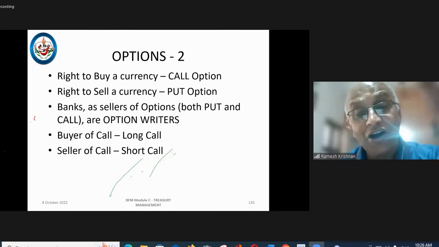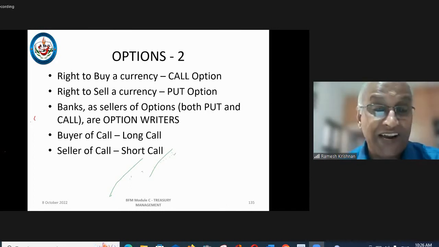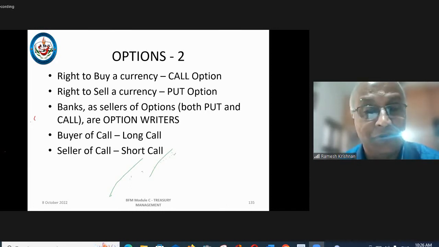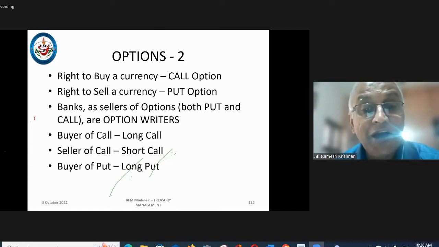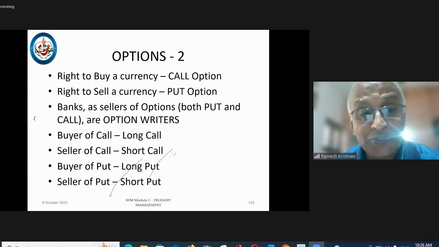Or if only long call is given, you should assume or understand that the other side party is short call. And similarly, the buyer of a put option is a long put and the seller of the put option is a short. Now, why I have said seller of a put instead of bank?